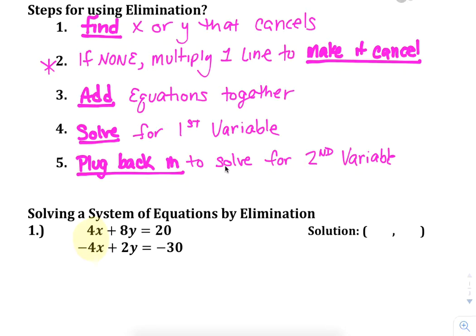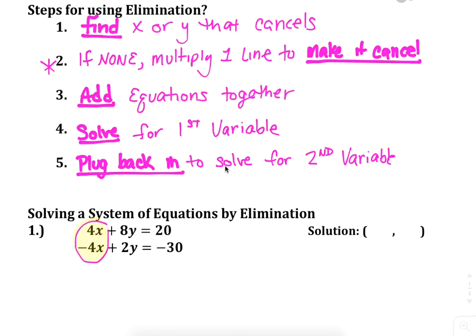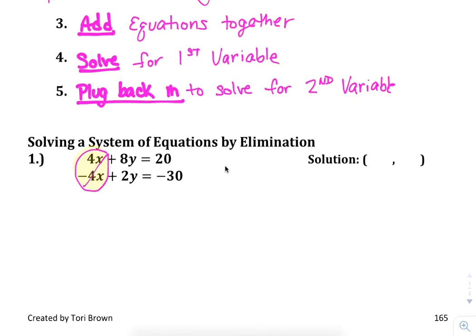Okay, first thing I'm going to look for is, do I already have something that cancels? Well, I have 4x and a negative 4x. Those already cancel. So I'm going to go ahead and circle them up, cross them off. That part's already done. So I can skip number 2. I already had something that cancels. Step number 3 says add the equations together. That means add what's left over together.